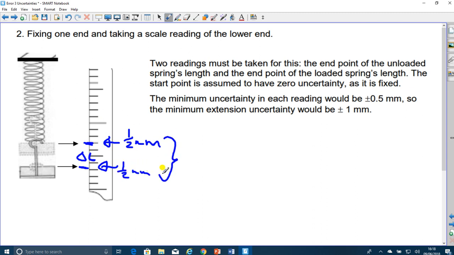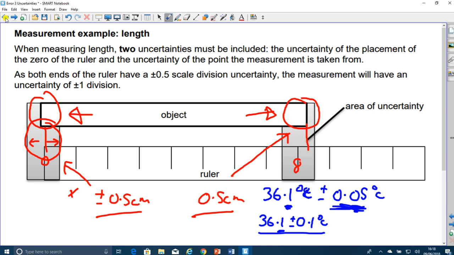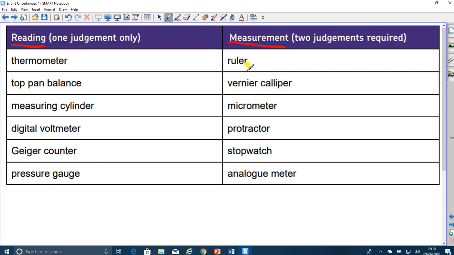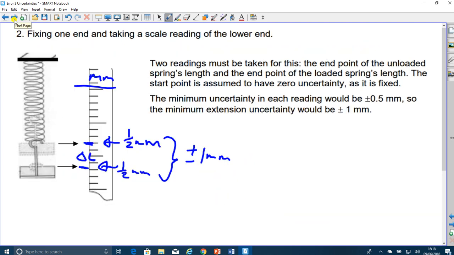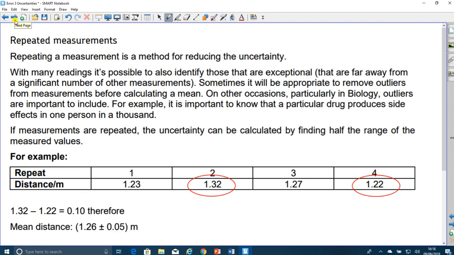So we add those two uncertainties together to give us plus or minus 1 millimeter, assuming this is obviously a millimeter scale. So it's important that we understand the difference between readings and measurements, and that in some things there are two required judgments, and in readings there's only one, and that enables you to understand where the uncertainties come from.